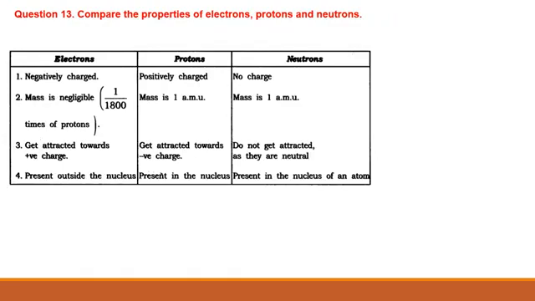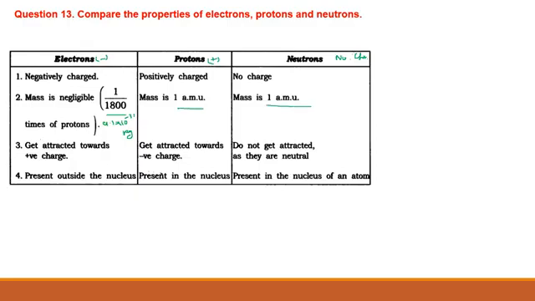Compare the properties of electron, proton and neutron. Here we have compared the properties of electron, proton, and neutron. Let's compare first the charge. Electron is negatively charged, proton is positively charged, and neutron doesn't have any charge, no charge. And mass, electron has a negligible mass. I will write here, it is 9.1 into 10 to the power minus 31 kg, right? Very negligible mass. And proton is approximately 1 AMU, neutron is approximately 1 AMU mass.